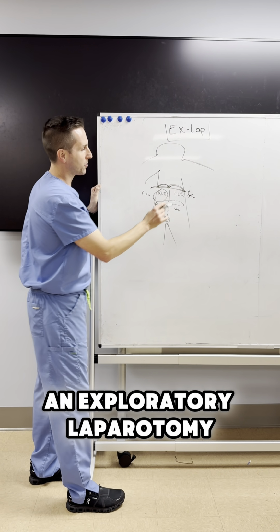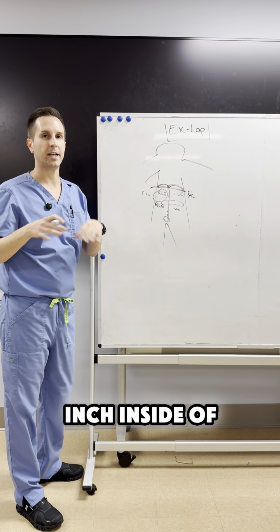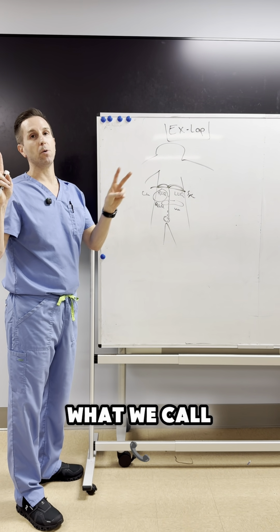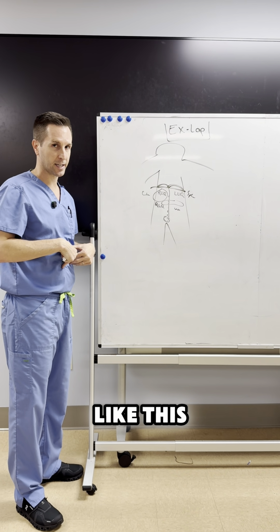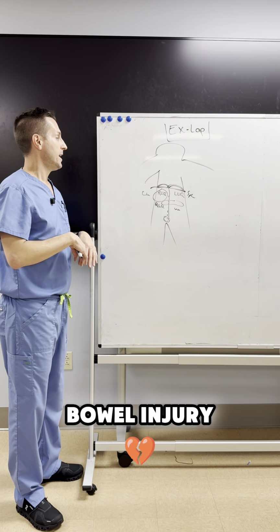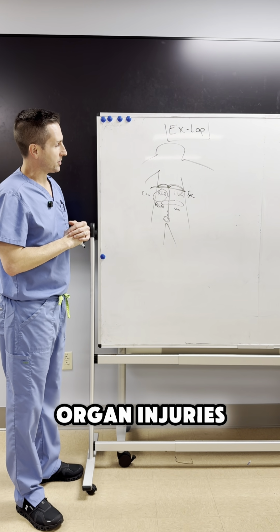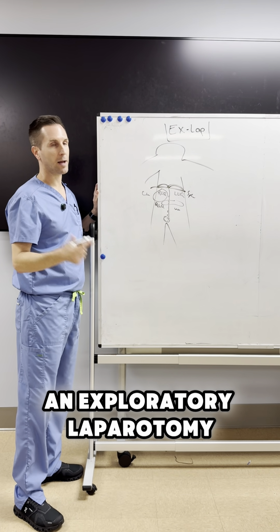So during an exploratory laparotomy, we literally look at every single inch inside of the abdomen, and we do what we call running the bowel. That's very important, especially in a penetrating injury like this, because there could be a small bowel injury, there could be a large bowel injury, or there could be solid organ injuries like we just said. So that is what constitutes an exploratory laparotomy.